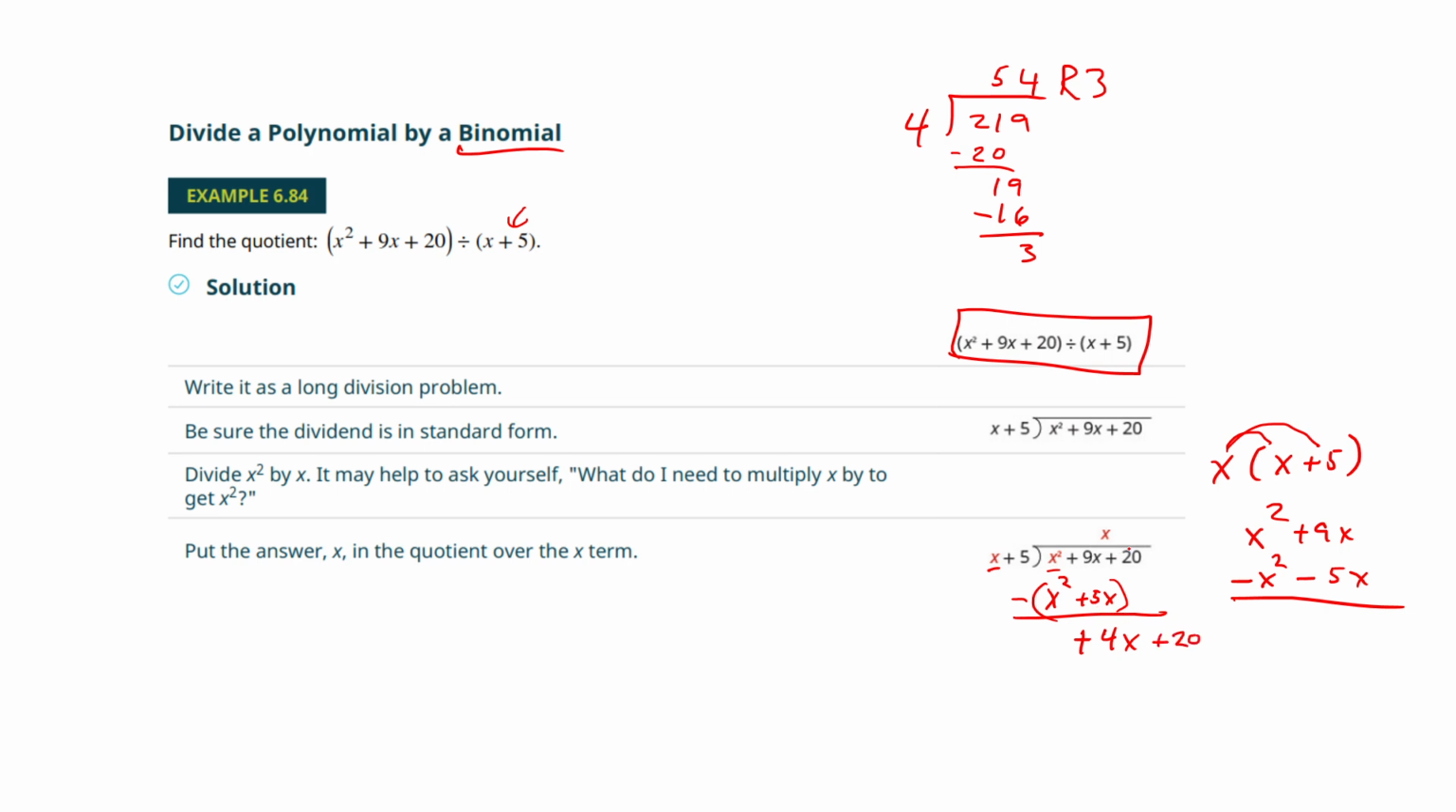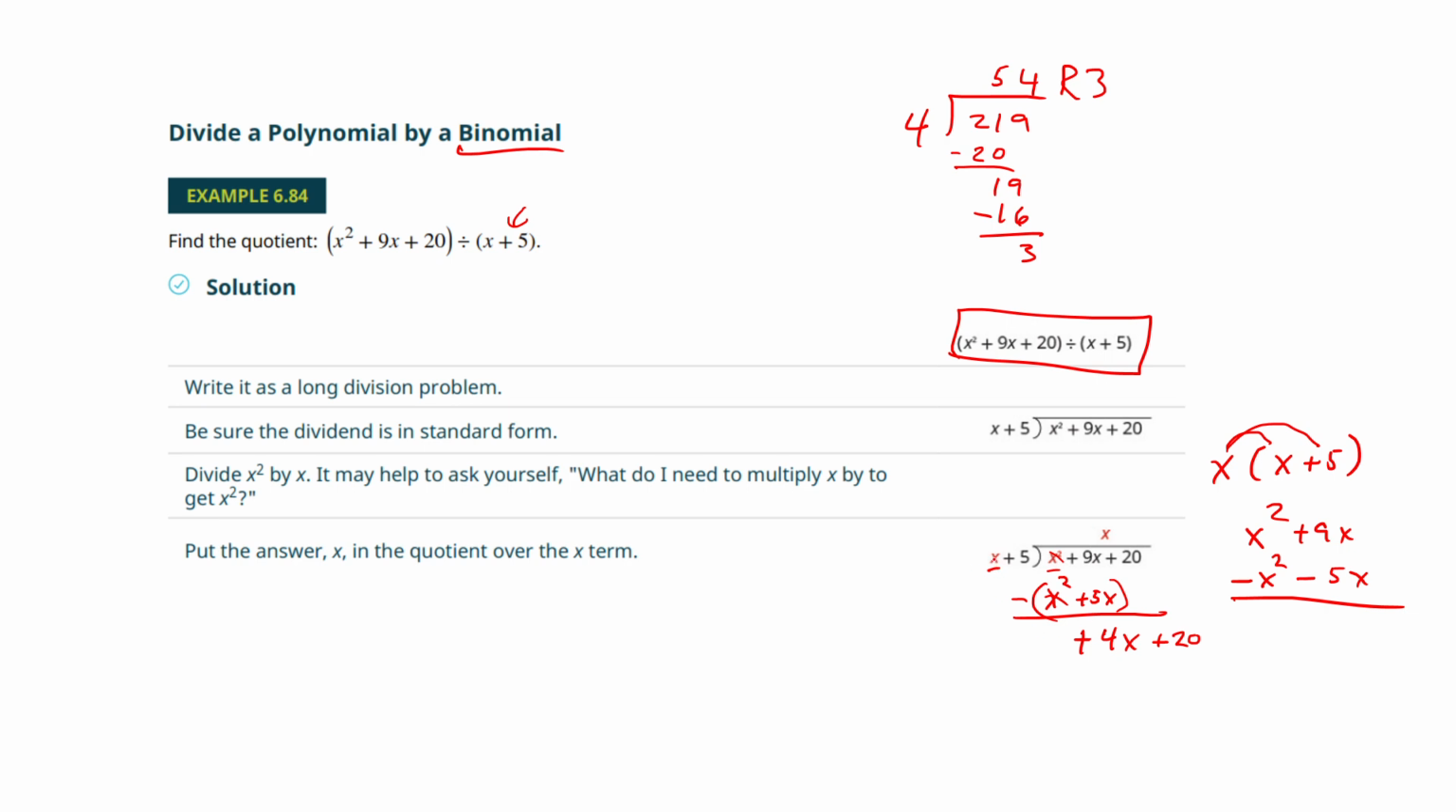Okay, now I bring down my number. So these should always disappear. If you did this right, this first term should always go, or you didn't choose the right number. Now bring down a 20, and just like up here, I brought down the 9. Now I'm going to play the game again. 4 into 19. What could I do to make that happen?